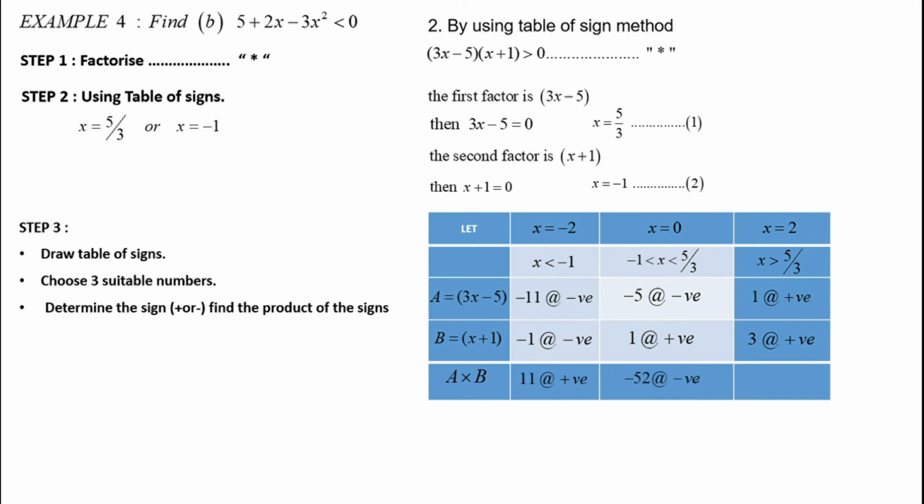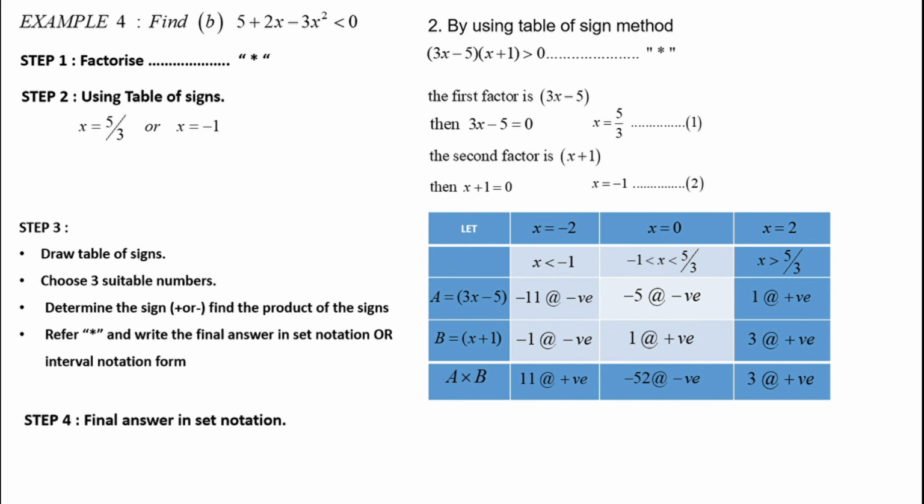Step 4. In order to determine our final answer, we must refer to the star we placed in step 1 earlier. That is, the quadratic inequality indicates greater than 0, meaning that we must select the positive sections. And our final answer in set notation is x < -1 and x > 5/3, where x is an element of the real numbers. Or, we can write it in interval form like this.